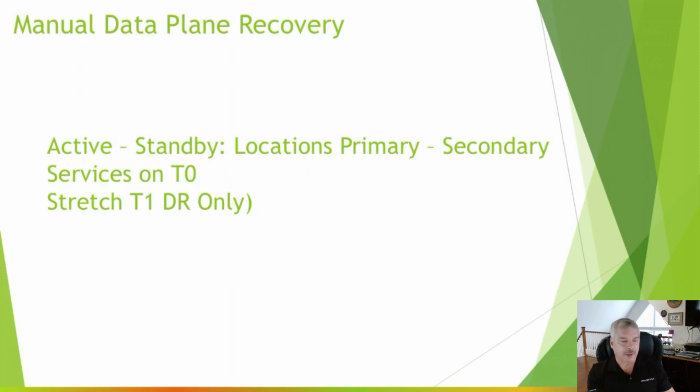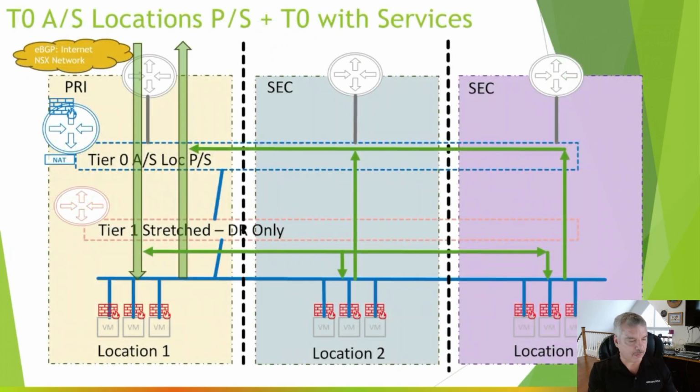Manual data plane recovery. So let's talk about active standby locations, primary and secondary. We're going to put services on our, now there's a bunch of different permutations here you could do. We're going to look at if somebody puts a service on their tier 0 gateway, but they're not doing any services on their tier 1. So the tier 1 will be routing only. So in this example, we've got some services on our tier 0 gateway that we're stretching across the 3 locations, whether it's a NAT service or firewall, whatever that service is. Now at that point, you're forcing the tier 0 to run active standby.